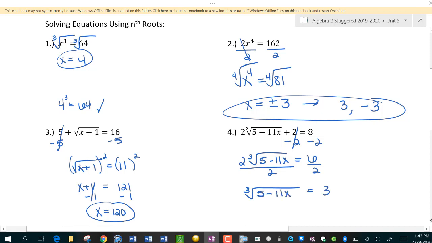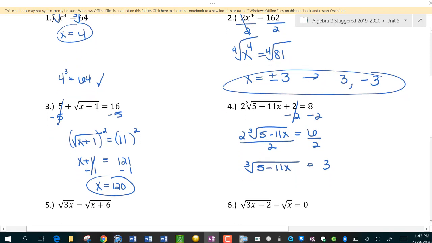So I'm left with the cube root of 5 minus 11x equals 3. Well, the opposite of cube rooting something is to cube both sides, or raise it to the power of 3. So I raise both sides to the power of 3. The cube root and the cube cancel each other out. So I get 5 minus 11x equals 3 to the power of 3, which is 27.